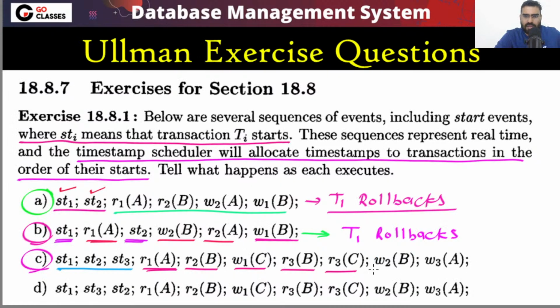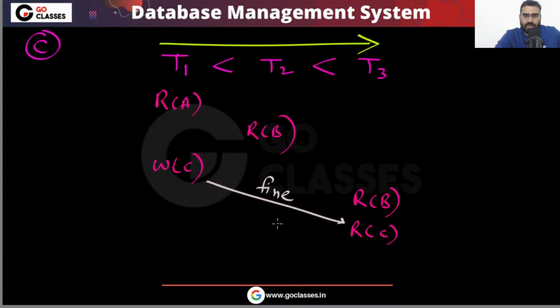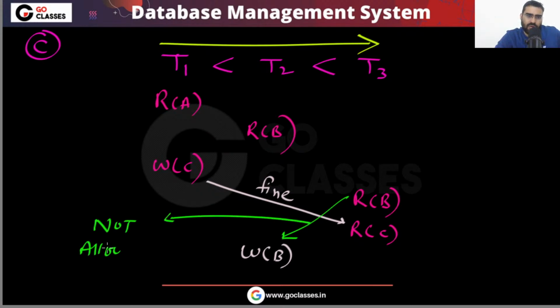After that you can see this W2B. Okay, there is a problem here. Again, there is a problem here. So this is the problem, W2B. So definitely, this is not allowed, correct? This is definitely not allowed.